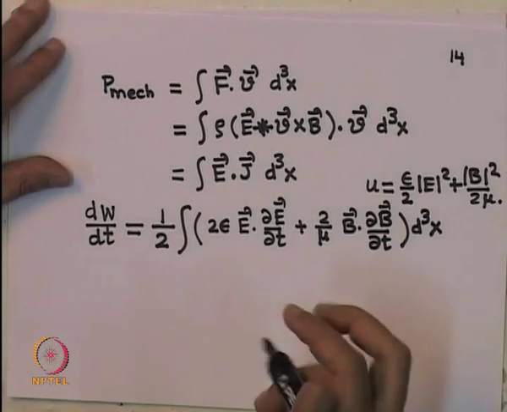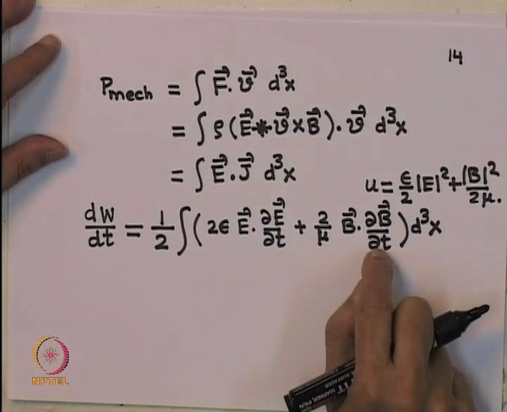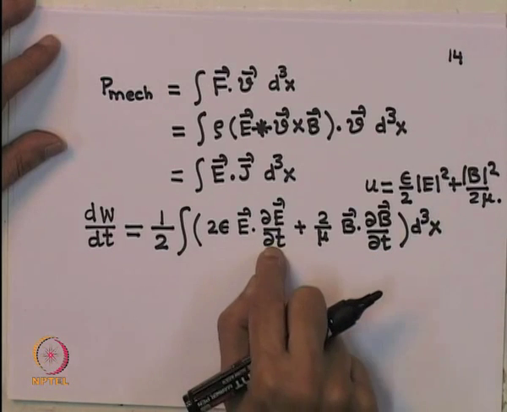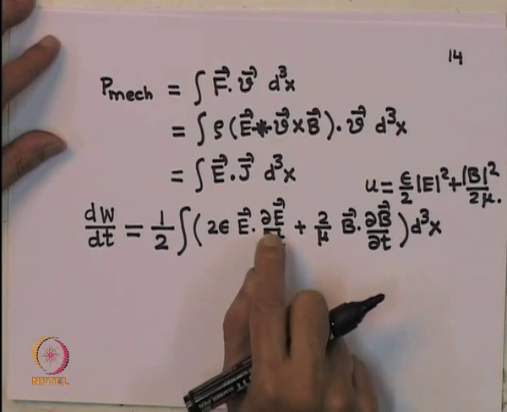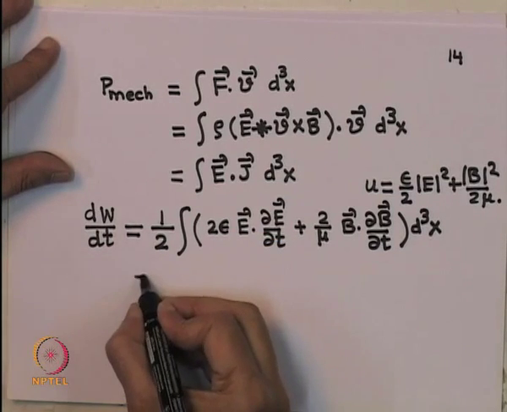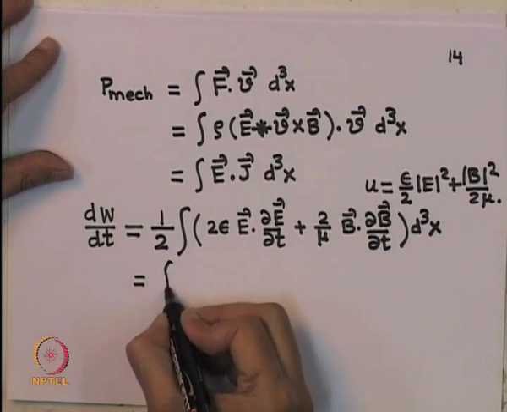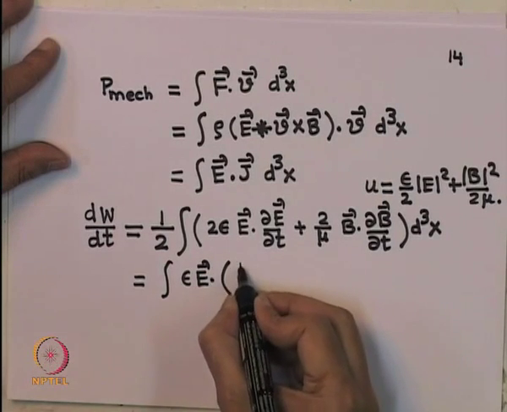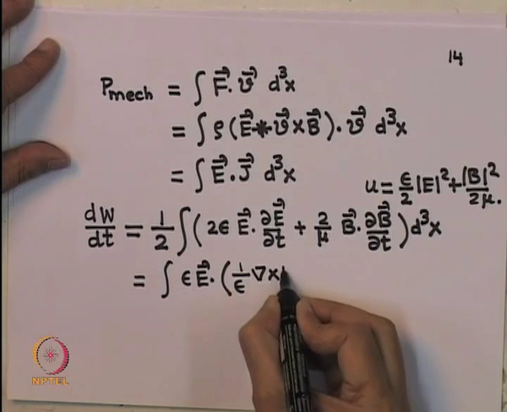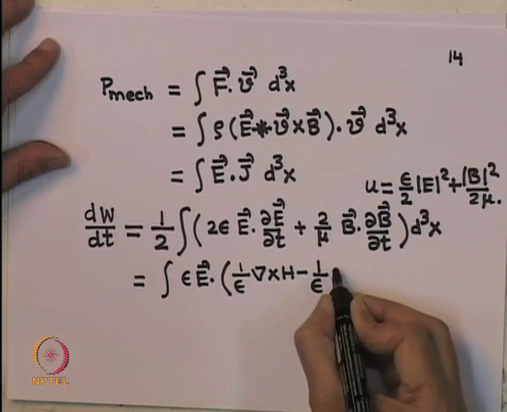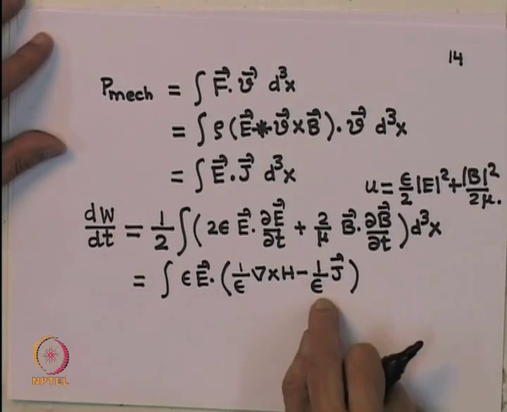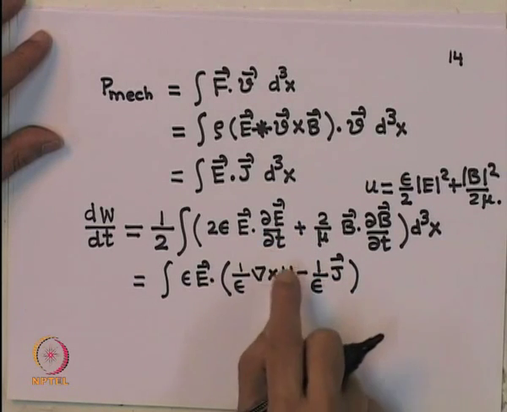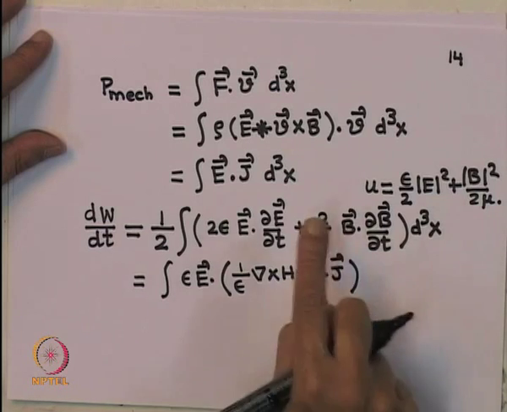Now, what I will now do is this. Remember that I have two equations. dB by dt I will replace from Faraday's law, that is minus del cross E, and dE by dt I will replace from the Ampere-Maxwell law. So, let us do that. So, half and 2 will go away. I will be left with epsilon E dotted with 1 over epsilon del cross H minus 1 over epsilon J. This is because of my displacement term. I had del cross H equal to J plus epsilon dE by dt.